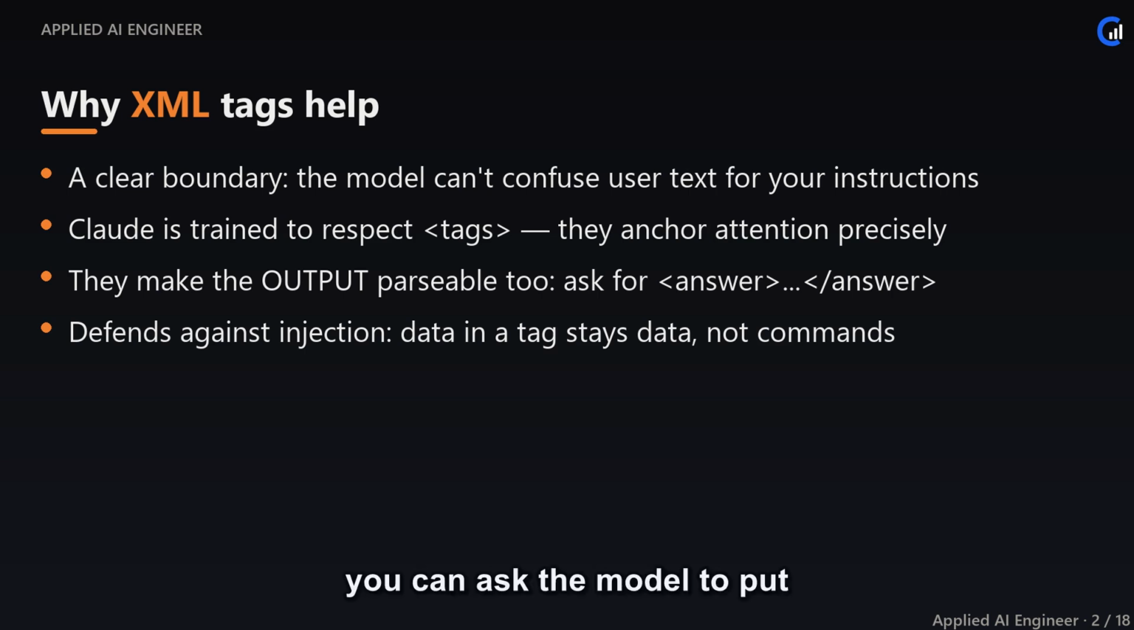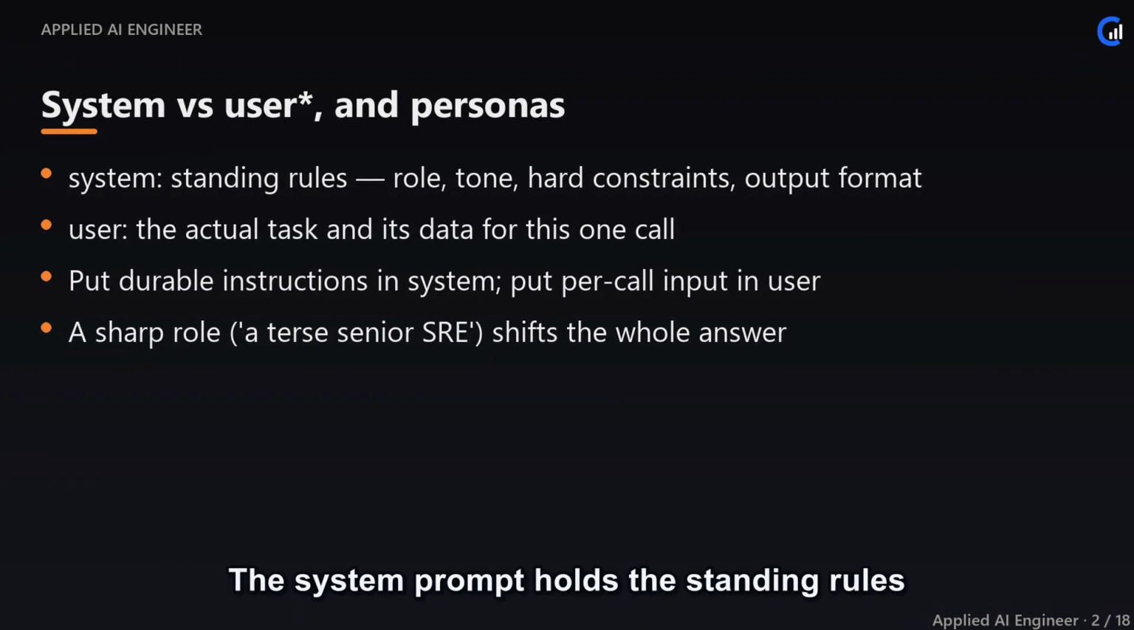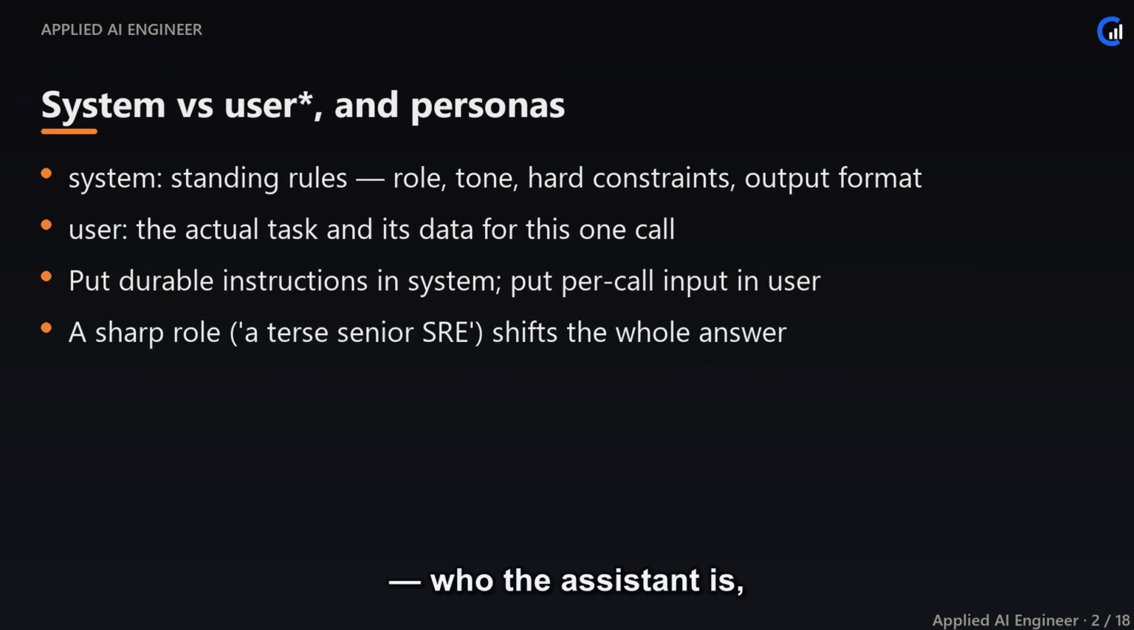Third, you can ask the model to put its output inside tags too, which makes the reply trivial to parse. One cheap technique, three wins. Recall the roles from episode 1. The system prompt holds the standing rules, who the assistant is, its tone, its hard constraints. The user message holds the specific task and data for this call. A good habit: anything that's true for every call lives in system, anything that changes per call lives in user.